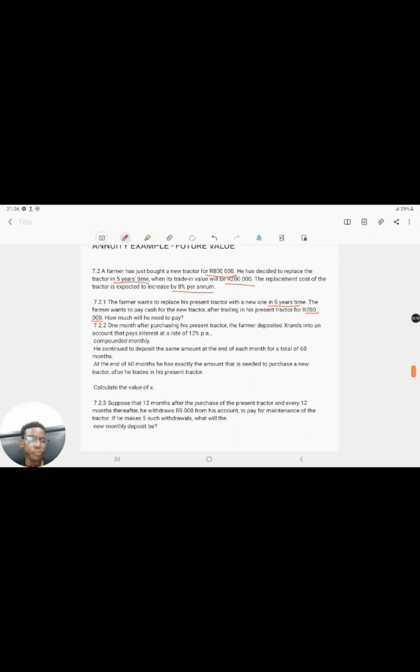So essentially, we're just going to go through this question one more time, but as I'm going through the question, I'm going to be drawing sketches. I find it very easy to solve problems with sketches. Okay, so what we've learned so far is that the farmer has a tractor, and he bought this tractor for 800,000 rands.